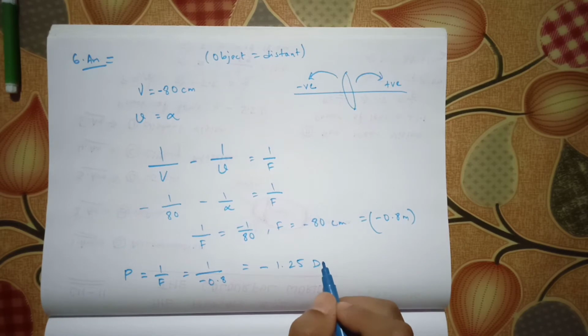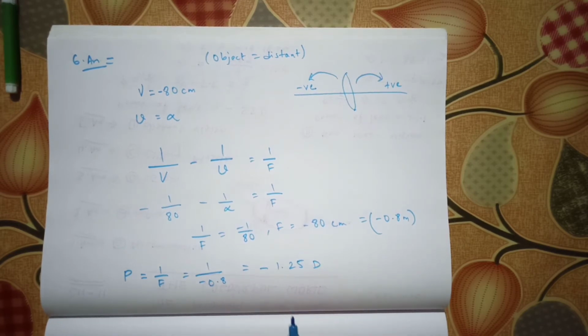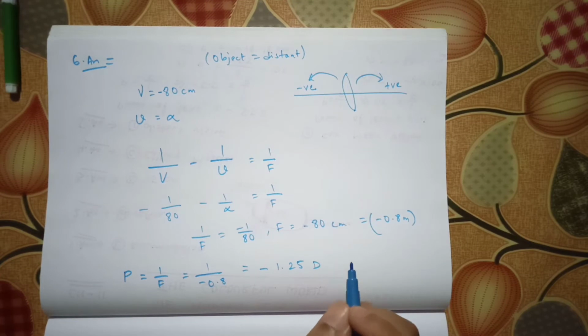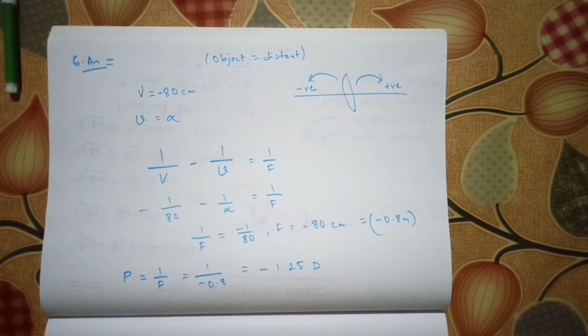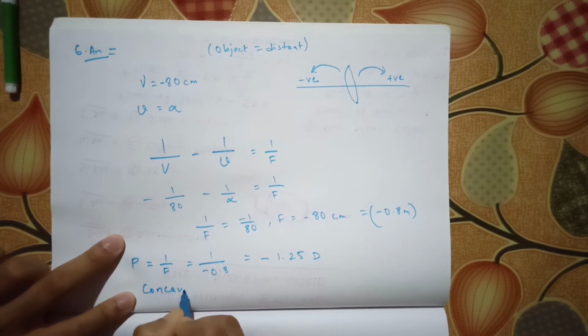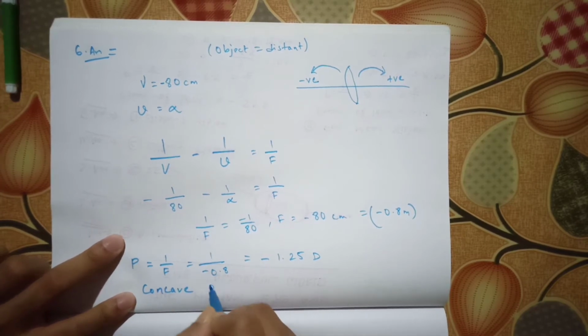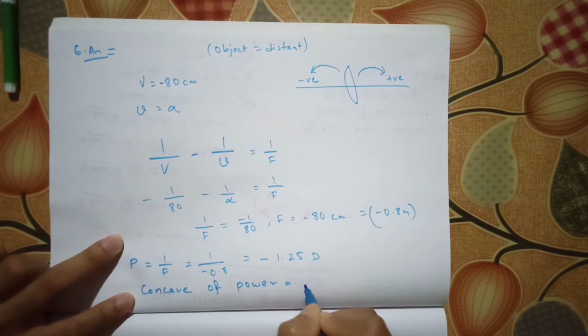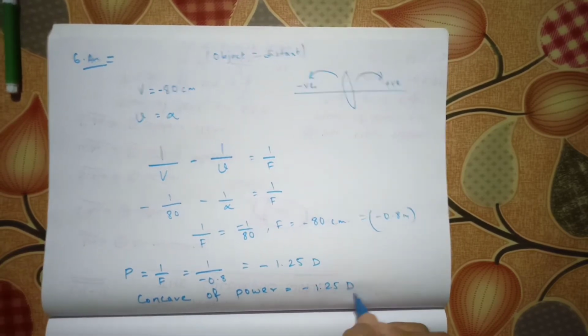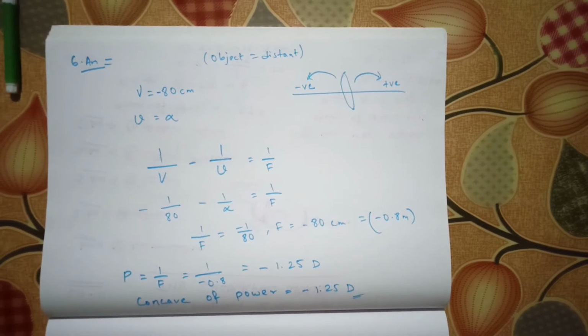So now the power of the lens is minus 1.25 diopter, and here it is also asked what type of lens is required in this problem. So a concave lens is required. So a concave lens of power minus 1.25 diopter is required. So the question is solved.